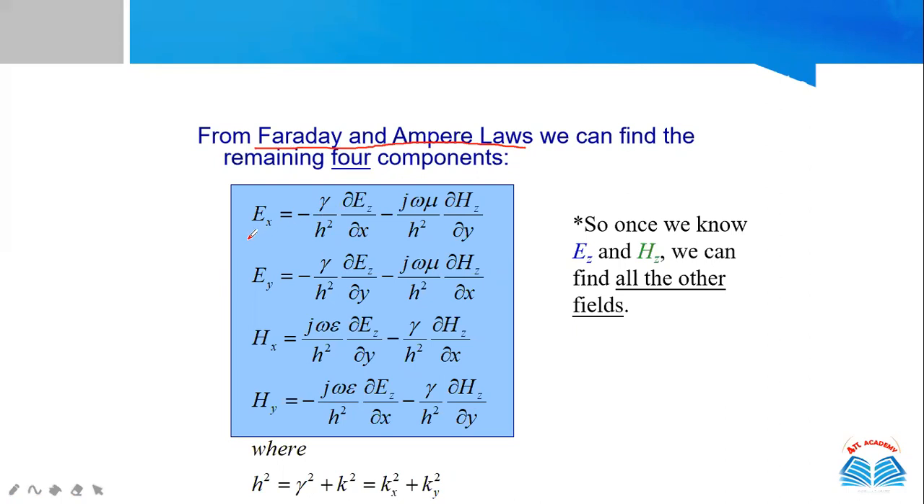So the x component of the electric field will become this one, the y component of the electric field will become this one, the x component of the magnetic field will become this one, and the y component of the magnetic field will become this one. So obviously we know Ez and Hz, because we are applying the electric field in the z direction, and we know how much electric field we are applying, and we are also applying the magnetic field in the z direction. So we know these values. Once we know Ez and Hz, we will put these values here, and we can get Ex, Ey, Hx, Hy, all these things.